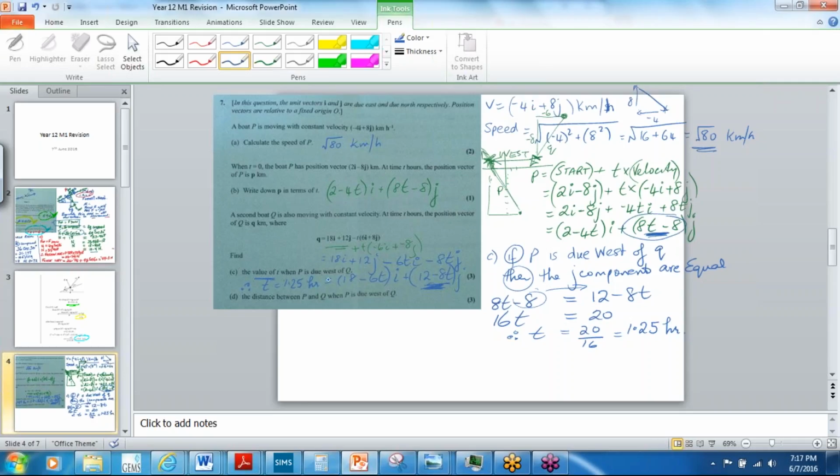Part D, find the distance between P and Q when P is due west of Q. Well, then, because they're on the same line, the distance will simply be the difference between their i components. So just graphically looking at that, we used our logic and said the distance will be the difference of the i components.